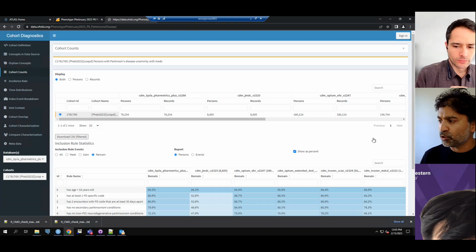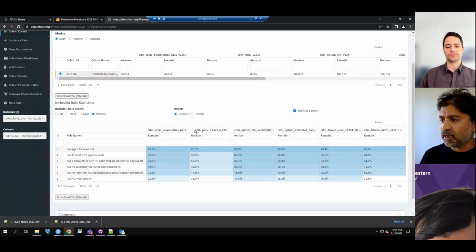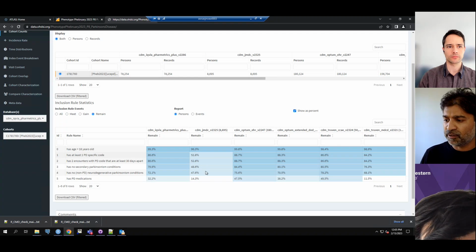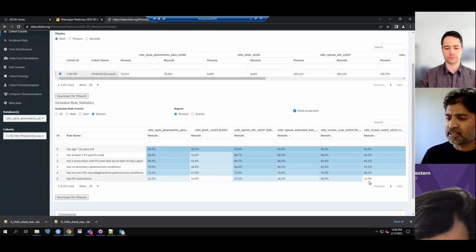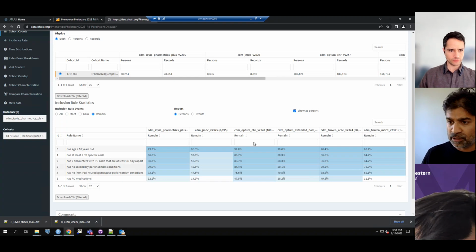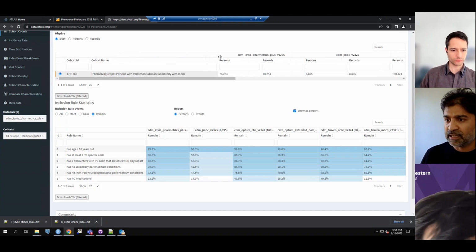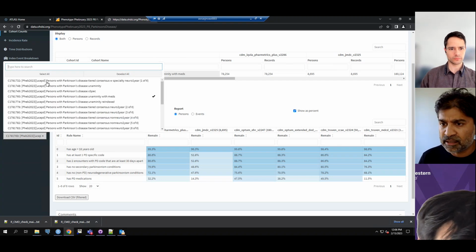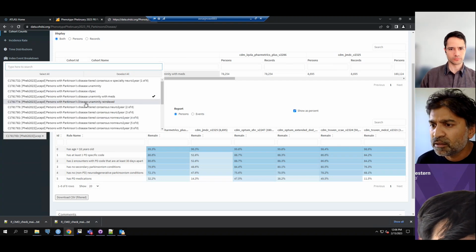I think in your post, you talked about Truven MDCD and JMDC, and we are seeing a difference. The color shading pattern, you can see that this one has a significant attrition, the MDCD and JMDC, compared to the other data sources. And again, this is the core definition that has the meds part. Now let me toggle to the one without meds.